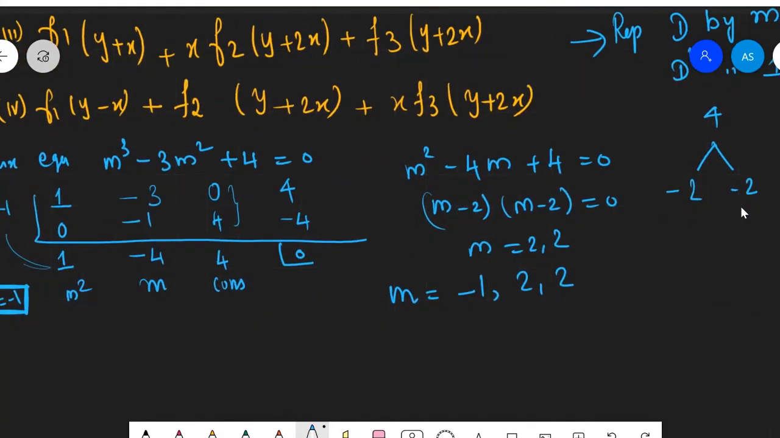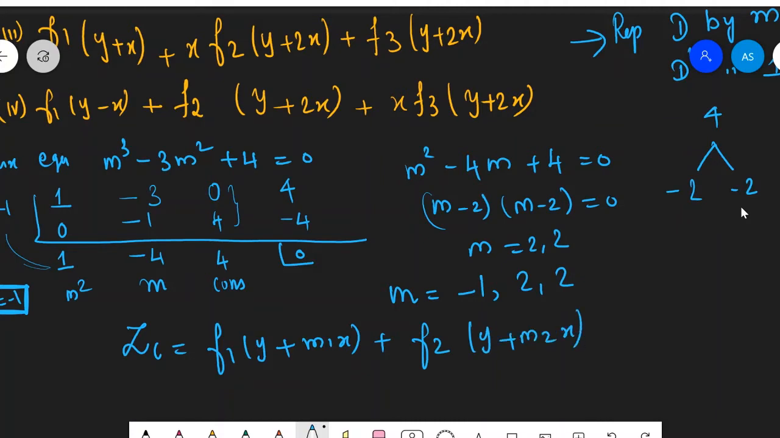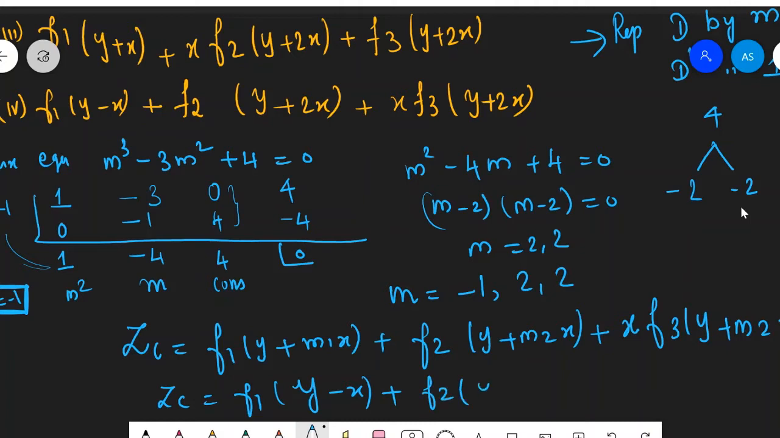So what is the complementary function here? f1 of y plus m1x plus f2 of y plus m2x. If I am considering 2 as m2, it repeats one time. So for the first repetition, put x into f3 of y plus m2x. Now zc is f1 of y, m1 value is minus 1, minus x, f2 of y plus 2x plus x into f3 of y plus 2x.